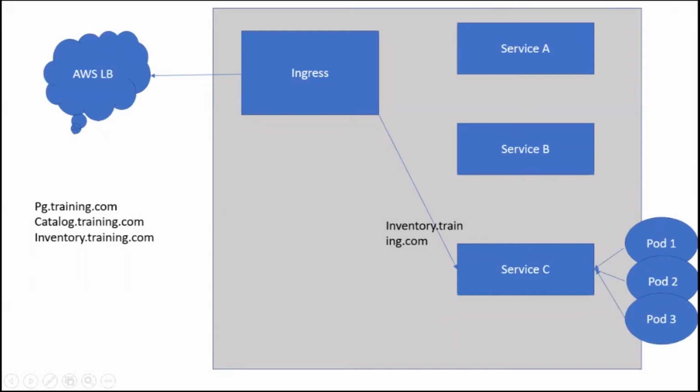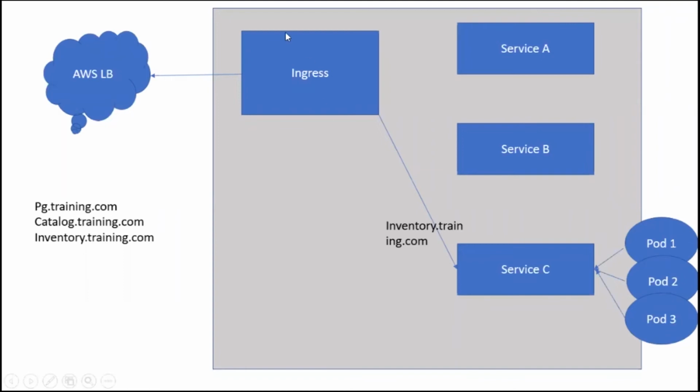When I call inventory.training.com, if it is mapped to service C, the packet will be transferred to service C. From there, let's say I have 3 pods running for that inventory service, so it will be forwarded to the respective pod. So there is a load balancer based on the URL with which I'm calling the Ingress. I will be able to write routes based on the URL, and it will route to the respective service.